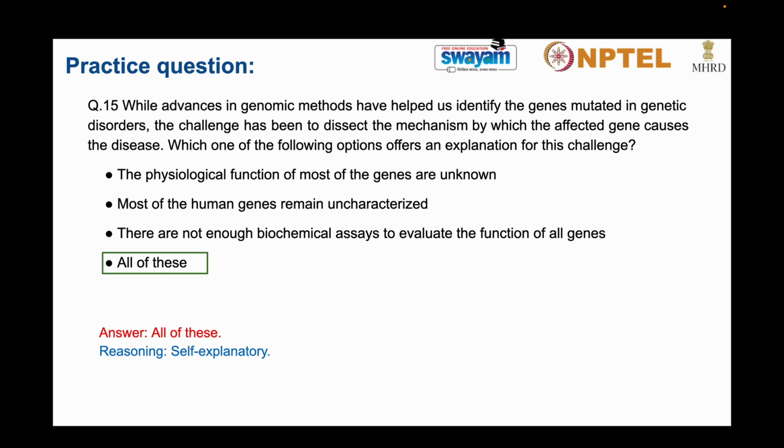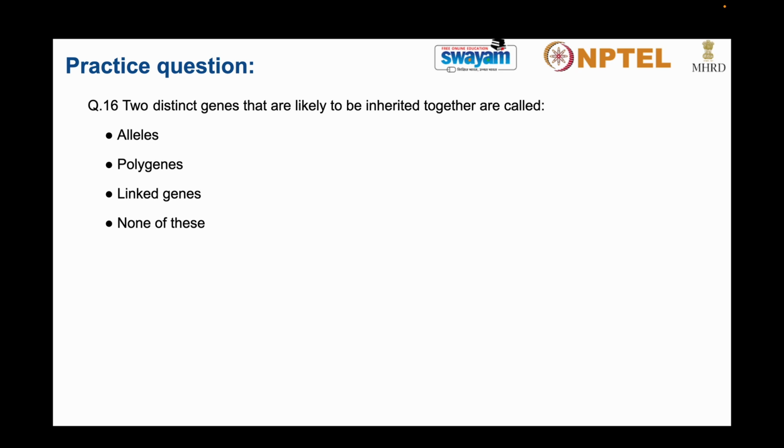Now let's move to the next question. It says two distinct genes that are likely to be inherited together are called. You must remember they are saying two distinct genes. Option A is alleles, option B is polygenes, option C is linked genes, and option D is none of these. So what do you think, if there are two distinct genes and there is a probability that they both will be inherited together? What are those two genes called?